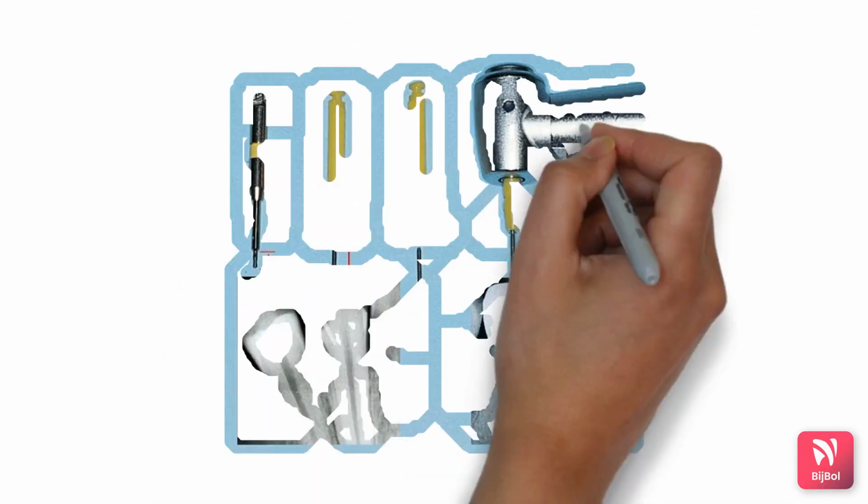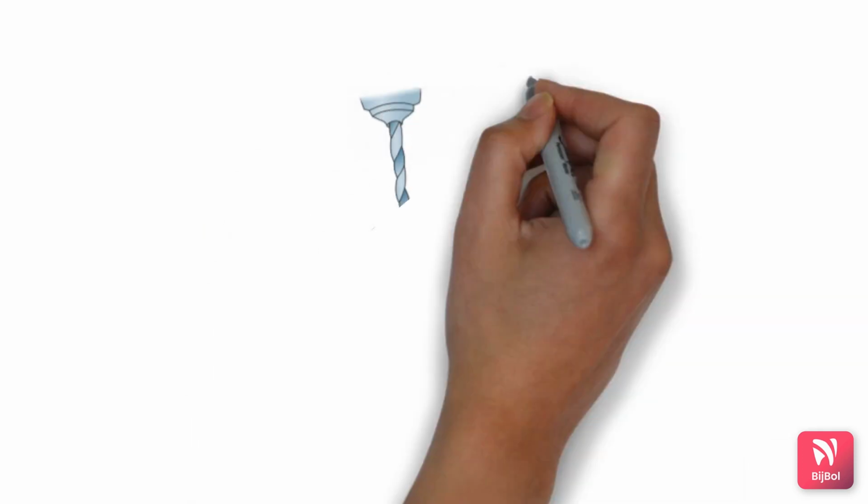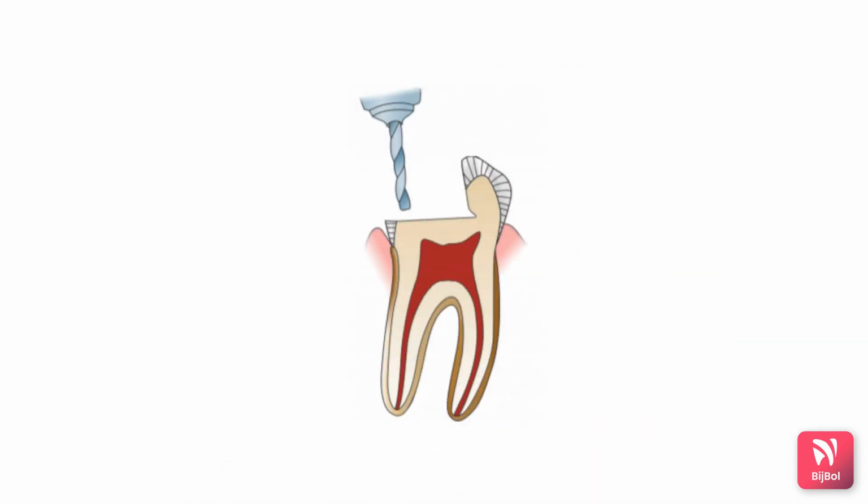These are attached to contra-angle micromotor handpieces, which run at a very low speed of 300 to 500 rpm. And the angulation of the twist drill should be parallel to the external contour of the tooth in order to prevent perforation into the periodontal space.